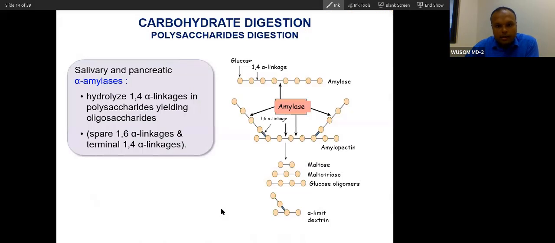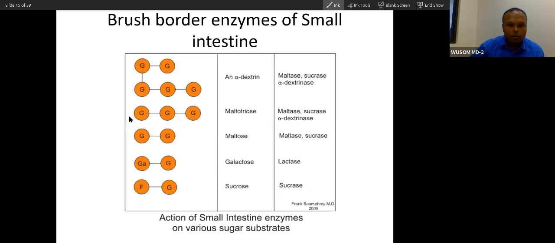So this will be digested. You can again see here, this alpha 1,6 bond is not broken, and the bond that immediately follows this alpha 1,6 bond will also not be digested by this. So there will be release of this type of dextrin. You can see alpha limit dextrin. Okay, so we have done this. Now this alpha limit dextrin is digested by your intestinal brush border enzyme.